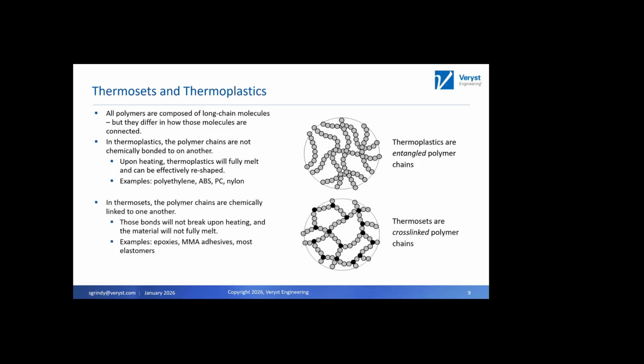Now, in contrast, thermoset polymers are chemically bonded to one another. We take our long polymer chains, our plate of spaghetti, and we actually chemically bond all our polymers to one another. It's called cross-linking them. When we heat up this material, those bonds don't break very easily, so the material can't really melt and be reshaped and reprocessed in the same way that a thermoplastic can. Things like epoxies, MMA adhesives, and most rubbers tend to be thermoset materials because those polymer chains are cross-linked.